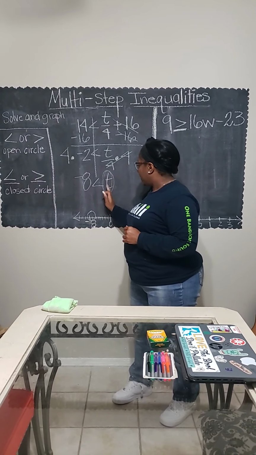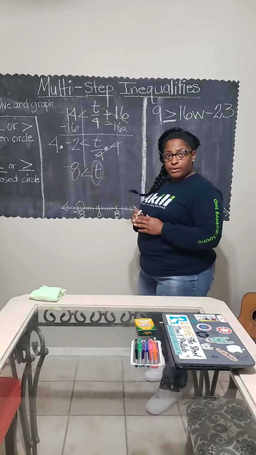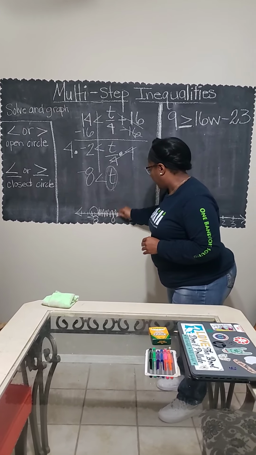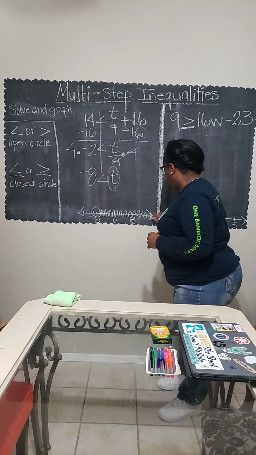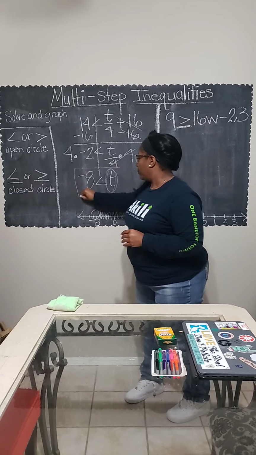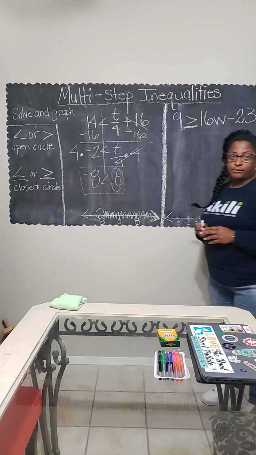And this says t is greater than, and all the numbers that are greater than -8 are on the right. So I'm going to shade my number line to the right because the solution says t is greater than -8.